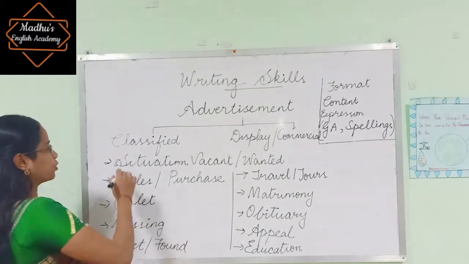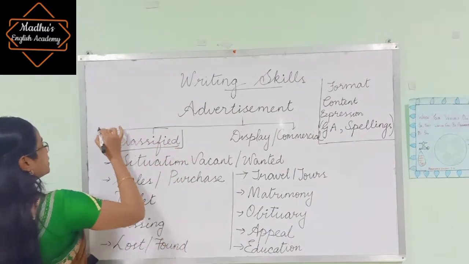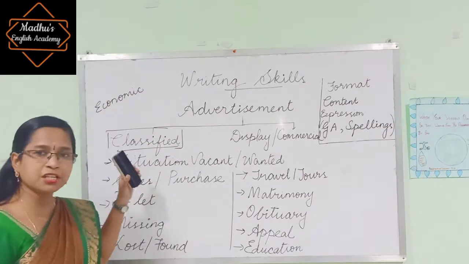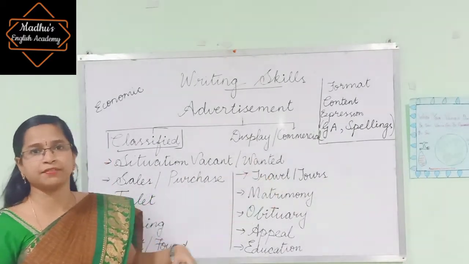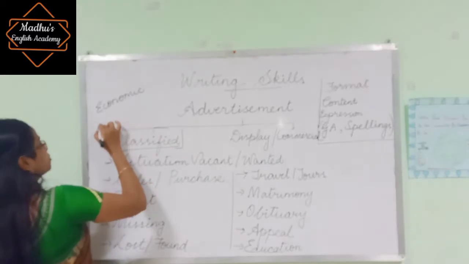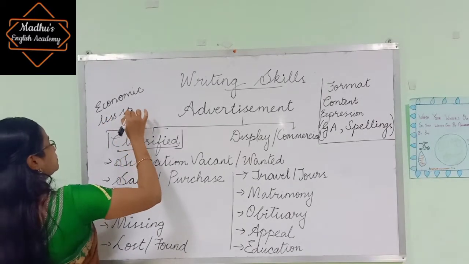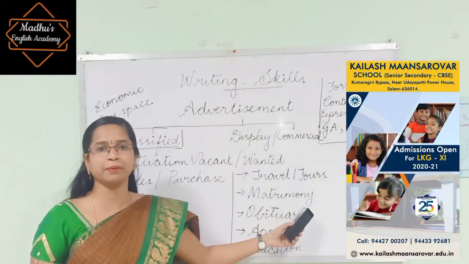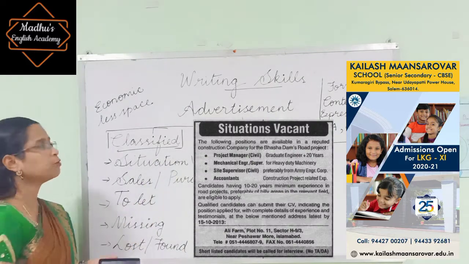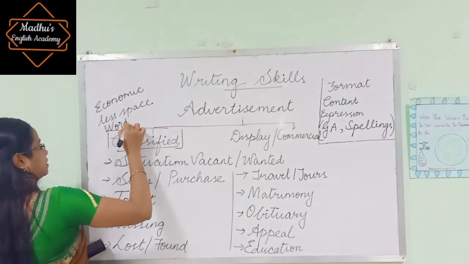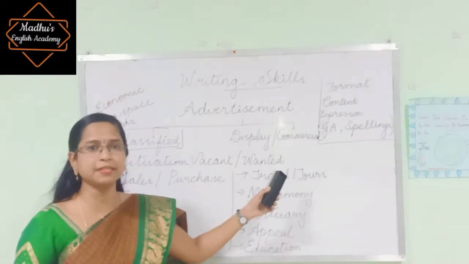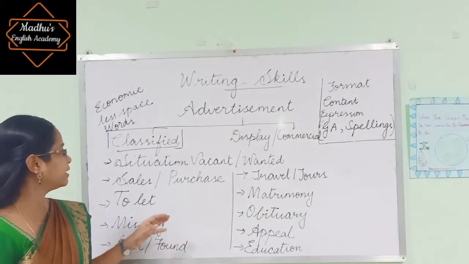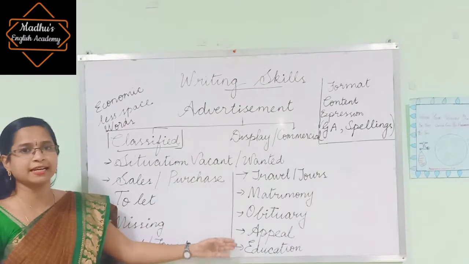Classified advertisements, as I showed you in the newspaper, are economic. They are cheaper when compared to display or commercial advertisements. And the next thing is, they consume less space in the newspaper. Display or commercial advertisements will be very attractive with colorful pictures, but classified advertisements contain only words. So these are the differences between a display advertisement and a classified advertisement. Before learning to write classified advertisements, let us learn the kinds of classified advertisements first.